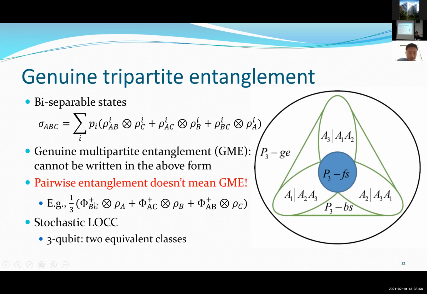in density matrix form. Obviously, this state is a biseparable state, right? It can be written in this form, right? But you can quickly check that this state is pairwise entangled.